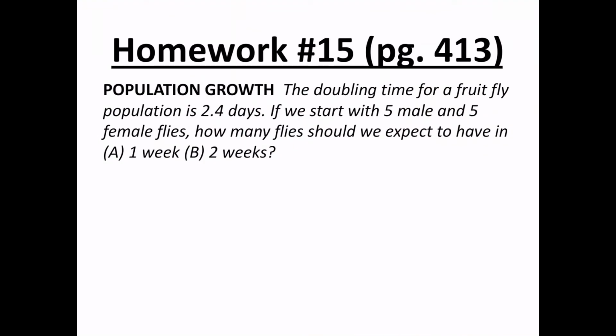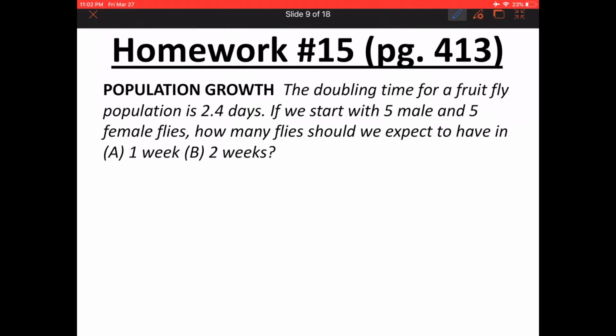So my last example here for this lesson, and then we'll move into our next lesson, is looking at population growth. So we have the doubling time for a fruit fly population is 2.4 days. If we start with 5 male and 5 female flies, how many flies should we expect to have in 1 week for part A and then 2 weeks for part B? Now, this key phrase, the doubling time at the beginning, should be really standing out to us to tell us which equation to use.